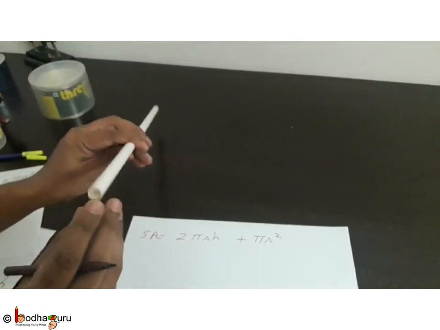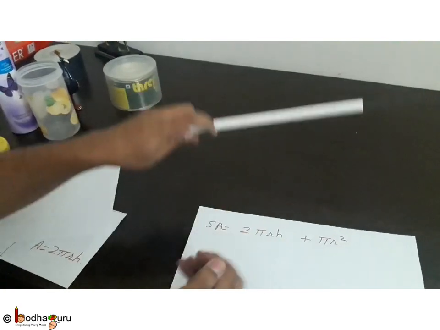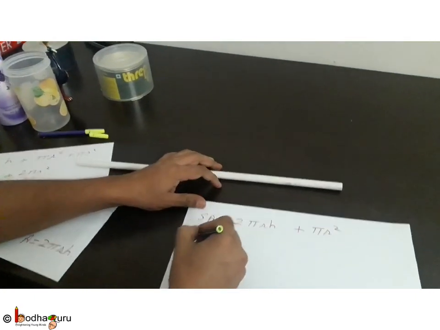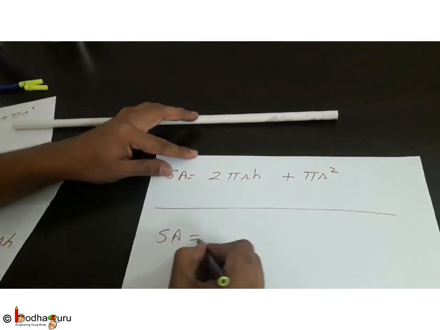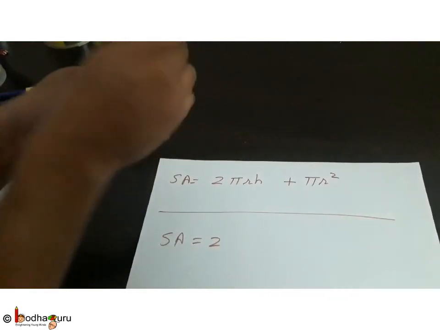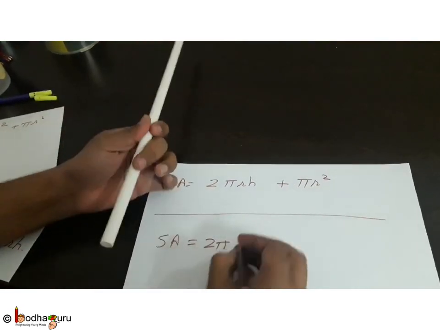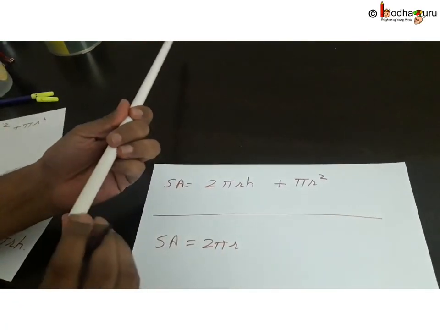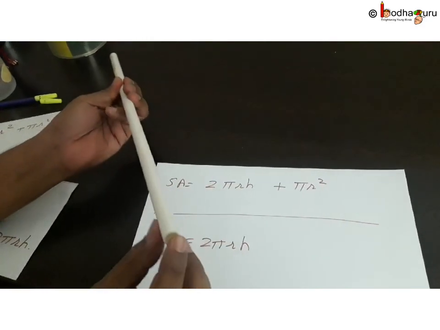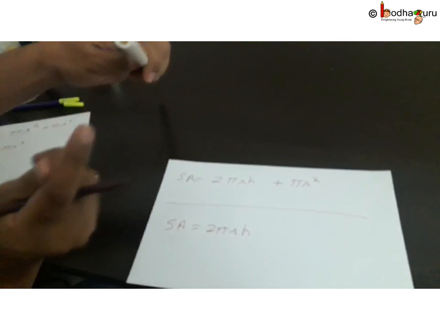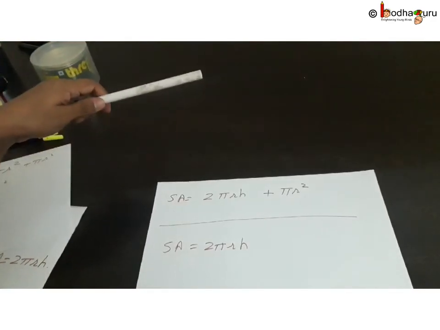Here both the top part and the bottom part is open. So in this particular example, the surface area will come out to be just the area of this circular part, which will be this particular cylinder's radius, 2 pi r into h. So just 2 pi r h, because the top part and the bottom part is open, right? So it will be just 2 pi r h.